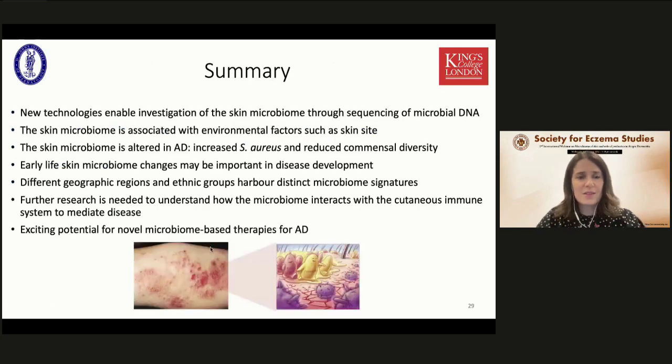And so I think with that, I will just summarize that hopefully I've shown that new technologies have allowed us to really increase the way that we can investigate the skin microbiome through sequencing of microbial DNA. It's well known that the skin microbiome is associated with environmental factors such as skin site, and the skin microbiome is majorly altered in atopic dermatitis, with increased Staph aureus and reduced commensal diversity. We know that early life skin microbiome changes might be important in disease development, and further work's needed to look into these differences in geographic regions and ethnic groups to see whether these groups harbour distinct microbiome signatures.